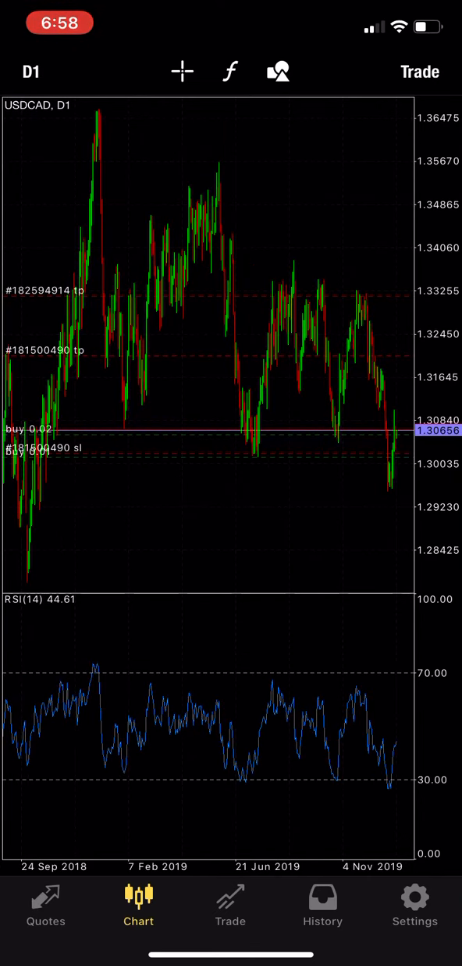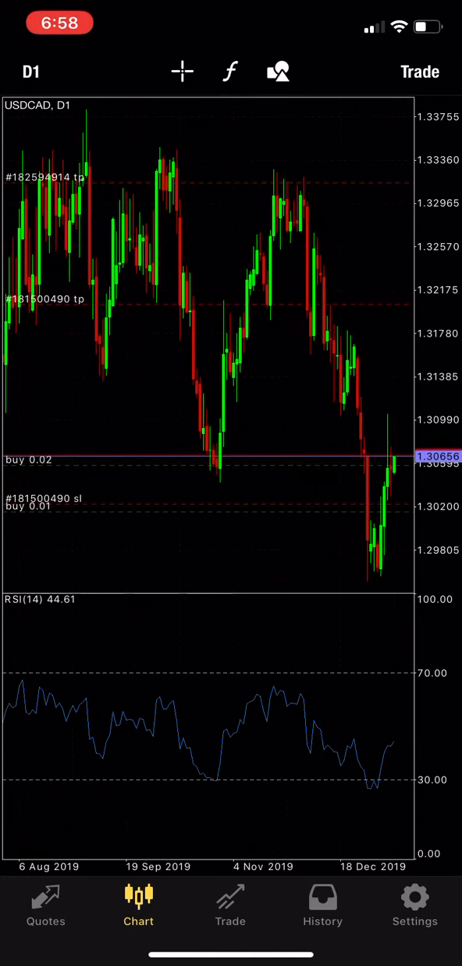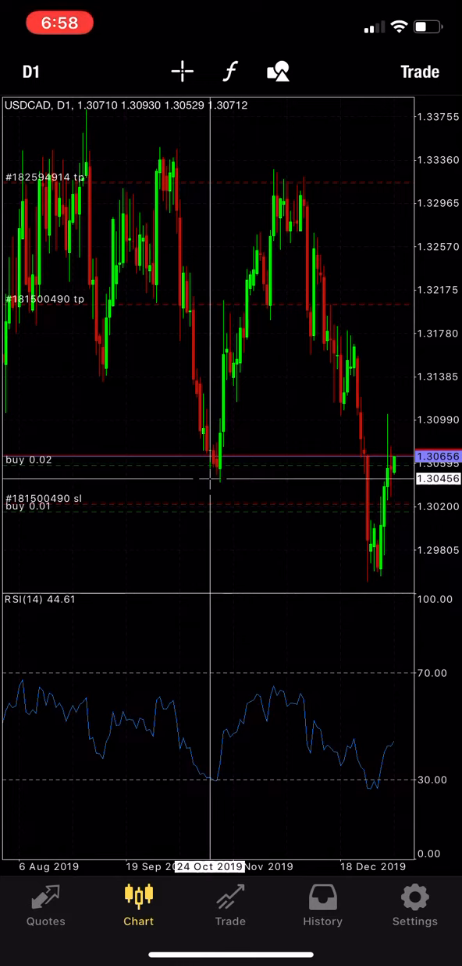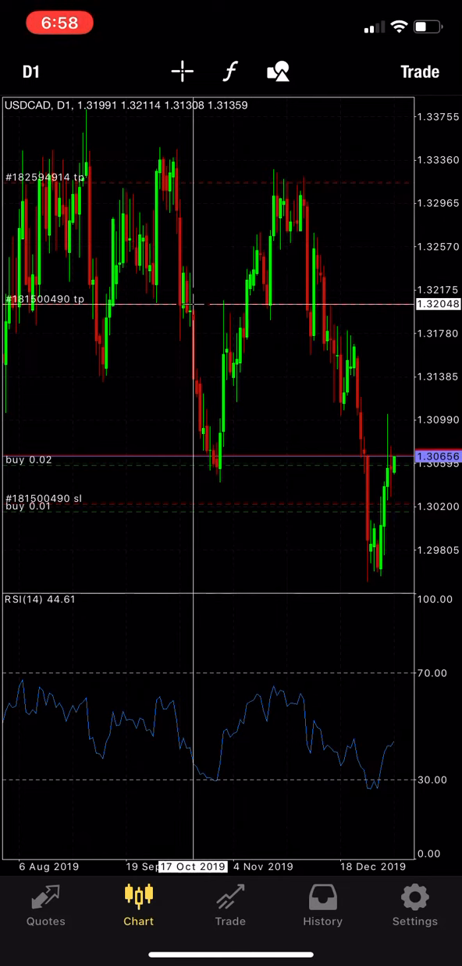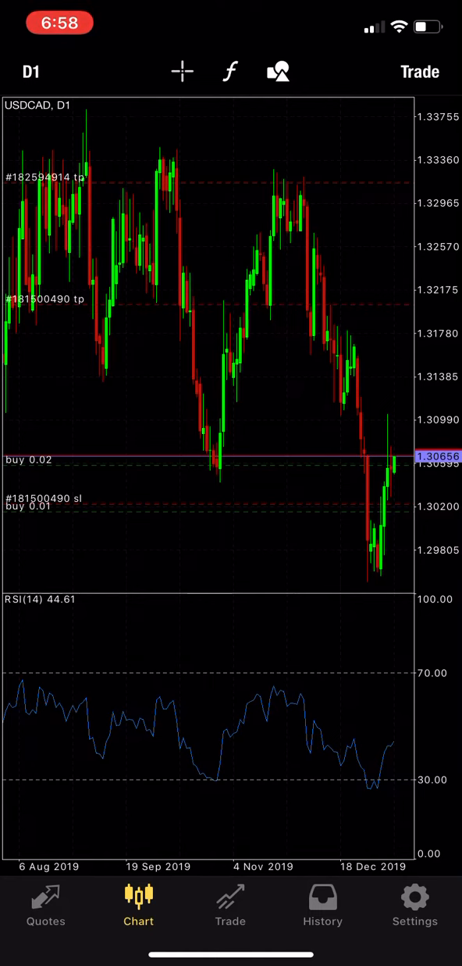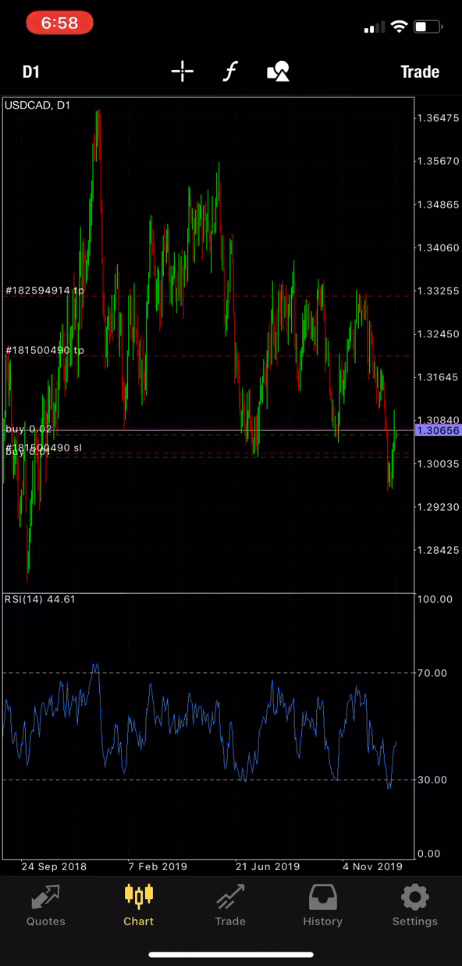All I'm saying is that's the analysis I did. I did not do the analysis on my phone, I did it on my computer, but I'm just showing you guys where I'm targeting to take profit. My first take profit is all the way up here, and the second one is right there. Let me show you guys something. Scroll down a little bit.